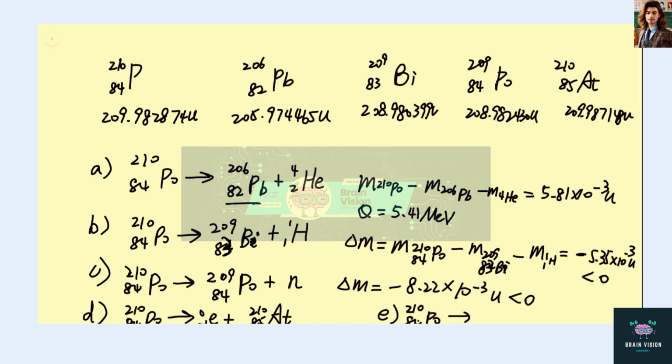beta plus decay, where it will have a positron and then the mass of 210 bismuth-83. And in both cases, if we calculate the delta mass, it is going to be smaller than 0. So none of these reactions, B to E, are possible. So the only possible reaction is an alpha decay.